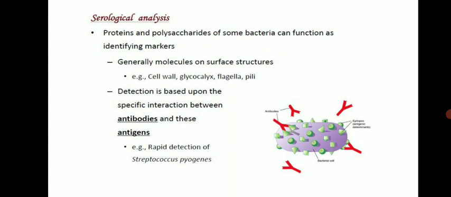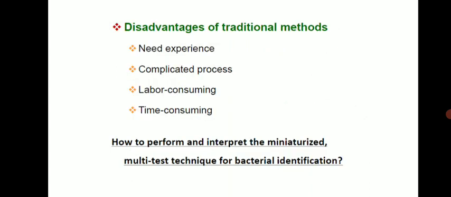Generally, the molecules are on the surface structures, which include the cell wall, glycocalyx, flagella and pili. The detection is based on specific interaction between antibodies and antigens. Specific antibodies, known as monoclonal antibodies, are raised against these antigens, and simply by combining these antibodies with the antigen, we can identify which type of bacteria is there.